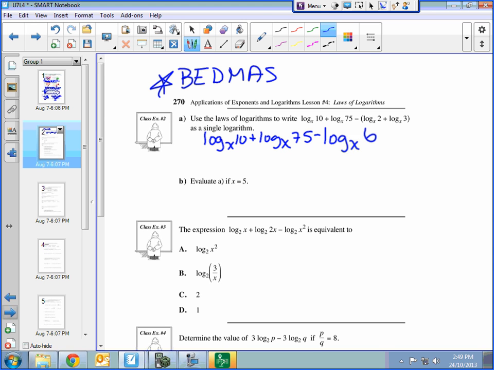Okay, so now that I have no more brackets, I have addition and subtraction, so now you just go left to right, okay? So this is what I did first. This is what I do second, so I'm adding 2 logarithms at the same base. What is my new argument? 10 times 75.